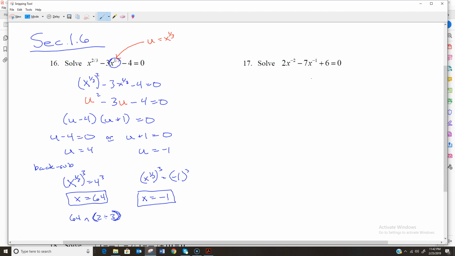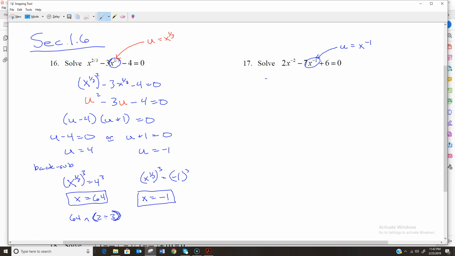Okay, so over here we're going to do the same thing. We can see this is not quadratic, but it looks very similar to quadratic. It just has a -2 and a -1 instead of a 2 and a 1. Again, the middle term is going to be your hint as to what you want to use. So we're going to let u be x to the -1.